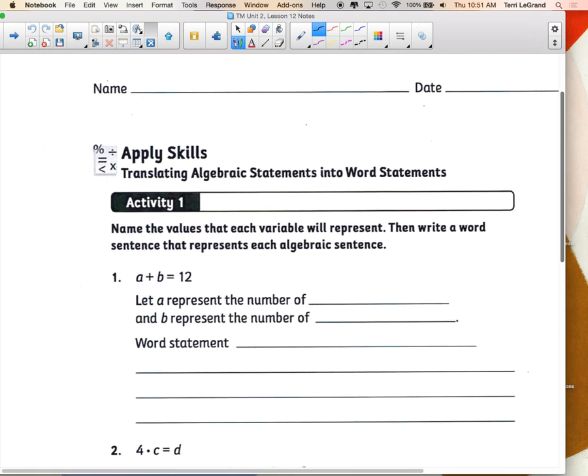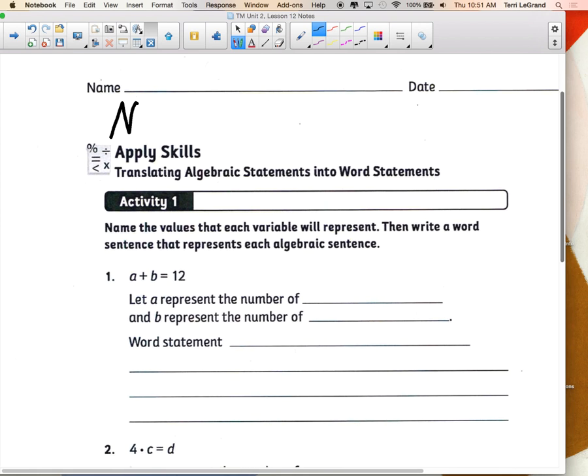Okay, so let me start over here. Let me try this again. We're doing notes.